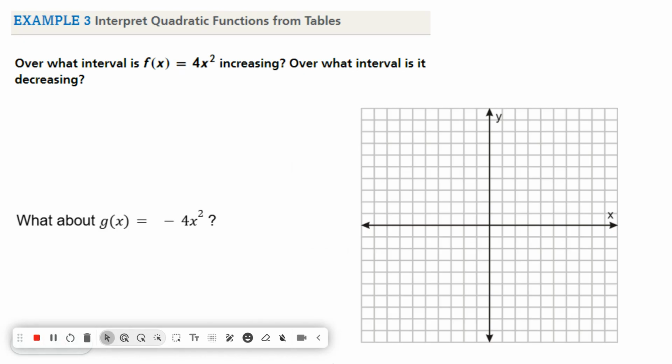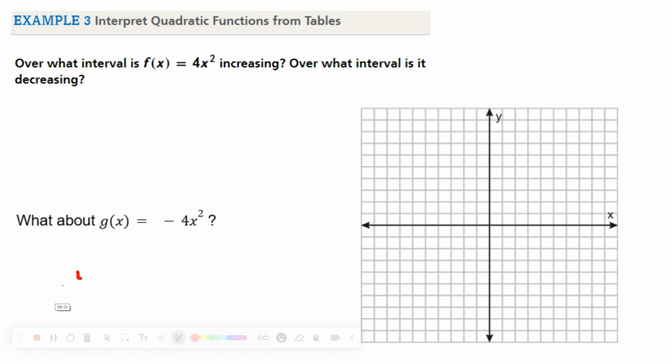Okay, so it says, over what interval is f of x equals 4x squared increasing? Or over what interval is it decreasing? Okay, so let's take a look at this problem here. Now, for this, I want to have a picture in mind.